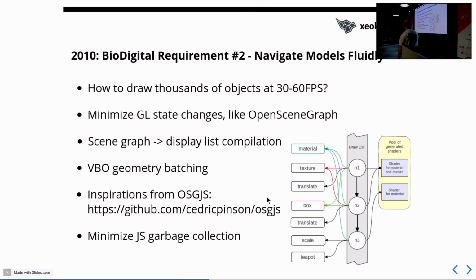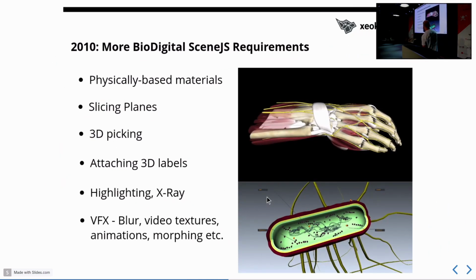So, of course, one of their requirements is to navigate models fluidly. And so for this, in Scene.js, we applied the classic techniques of minimizing state changes. I won't go too deeply into that. I was very much inspired by OpenSceneGraph.js, which is a JavaScript port of OpenSceneGraph, which now powers Sketchfab. And then we continue to extend Scene.js with the features they needed to render their library of Maya-authored models.